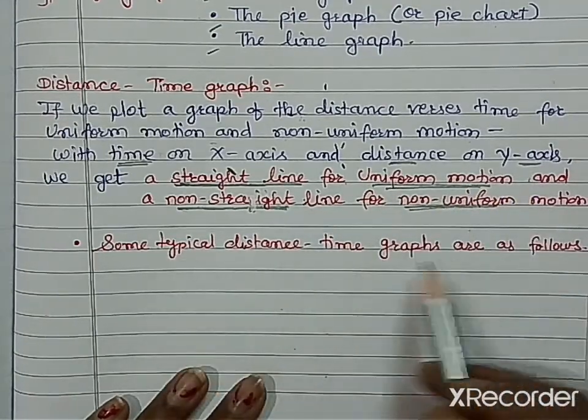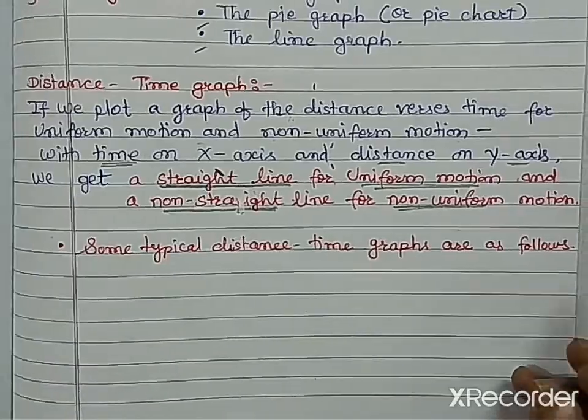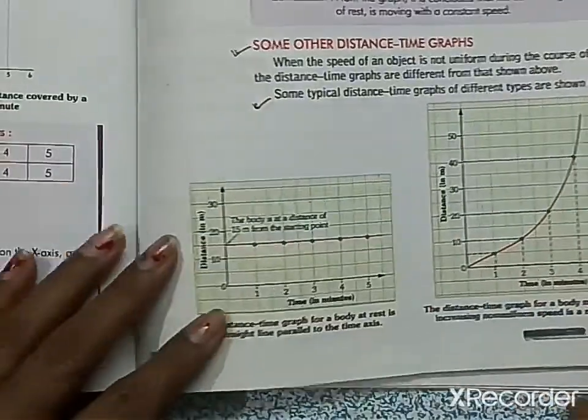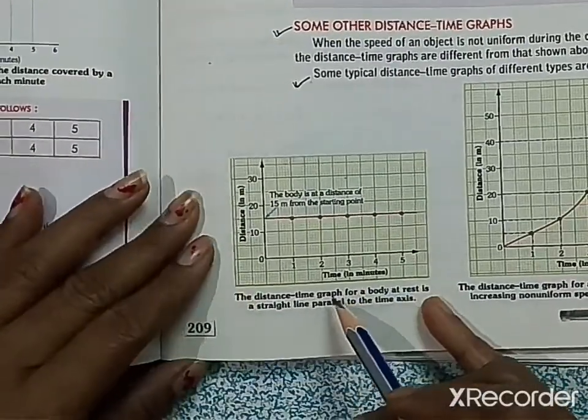Now we will see some typical distance time graphs that are as follows. Let's see what the distance time graphs are. So here you can see the first one.